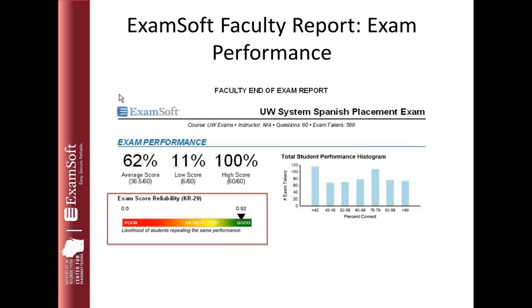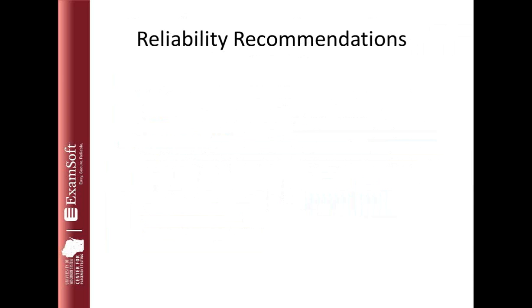But down at the bottom here, in the red rectangle, you'll see that this is where we report reliability. There's a bar that goes from poor to good, and you want to make sure that the reliability of your test is falling somewhere in the yellow to the green range. The reliability level of this test, as you'll see, is a 0.92, which falls under good reliability. And ultimately, this is what everybody wants to know.